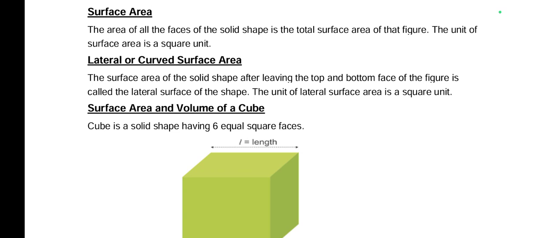First one is lateral, or we can say curved surface area. We have to understand that lateral means, if you have any particular object which has every face in a polygon form, then the area of that particular surface is called lateral surface area. If the faces are in the form of a curve, that surface area is called curved surface area.